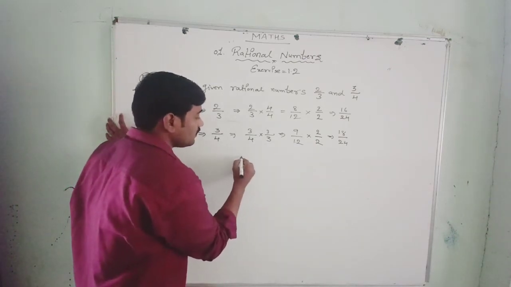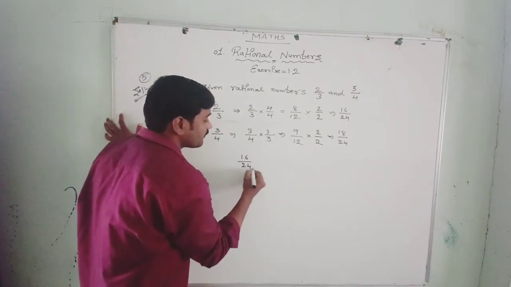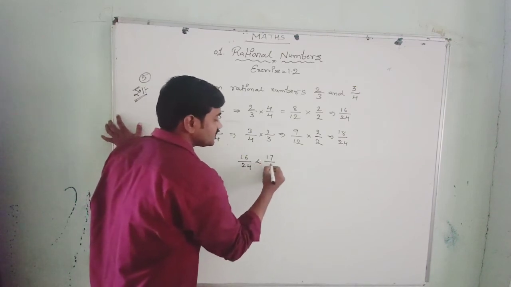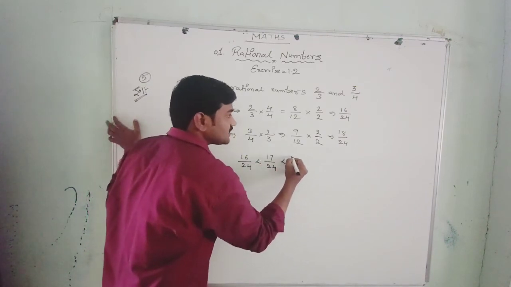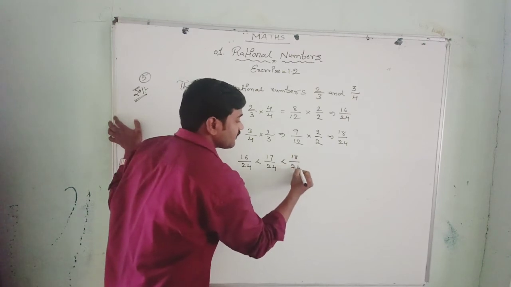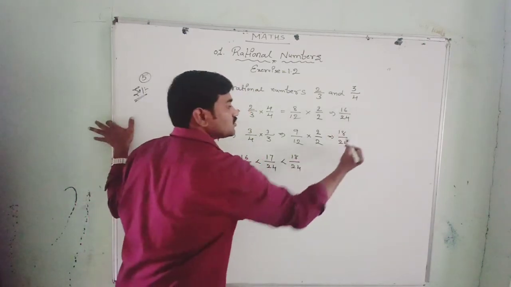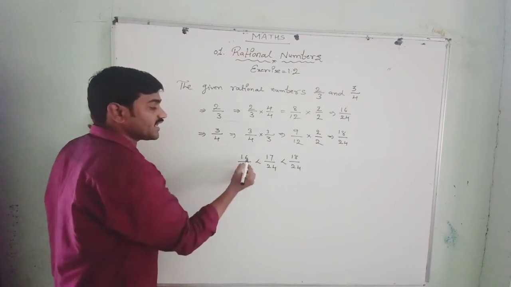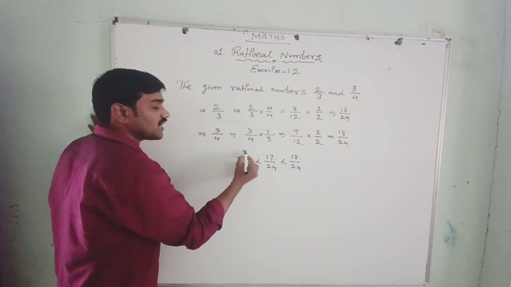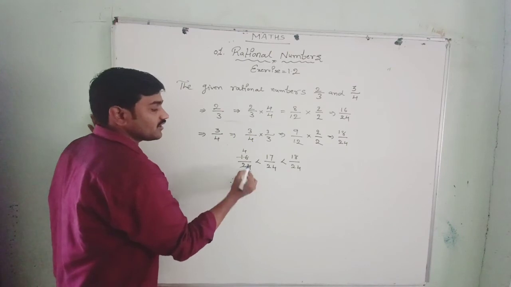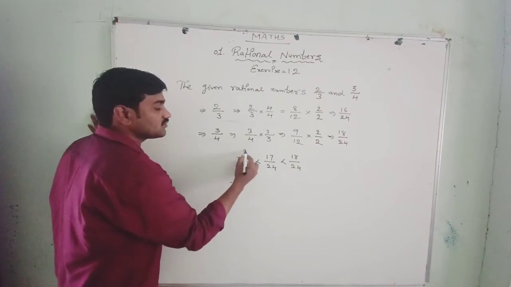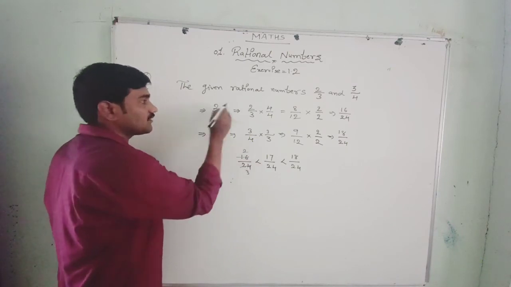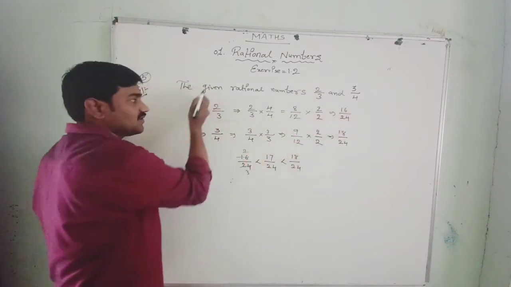See, 16 by 24 which is less than 17 by 24 which is less than 18 by 24. Between these two I have. So now I can write therefore 16 by 24 less. You can cancel this, 8 2s are 16, 8 3s are 24. Nothing but this 16 by 24 is equal to 2 by 3.